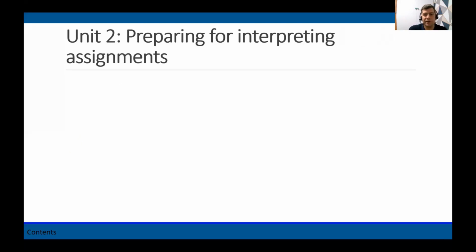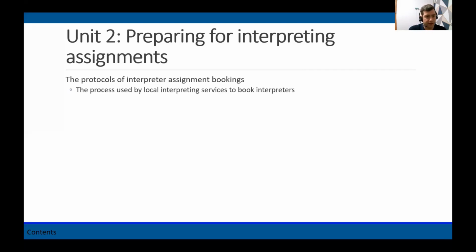Unit 2 is preparing for interpreting assignments. So in that, we cover the protocols of interpreter assignment booking. So what happens when you receive a booking from an interpreting agency or a client or a language service provider? So we'll look at the process used by local interpreting services when they book interpreters. We'll also look at the key information that an interpreter should be given at the booking stage, and that also has a relevance to the information that you'll be given before you take your exam. So you'll know what kind of information you'll get beforehand and how you can use that information to prepare.